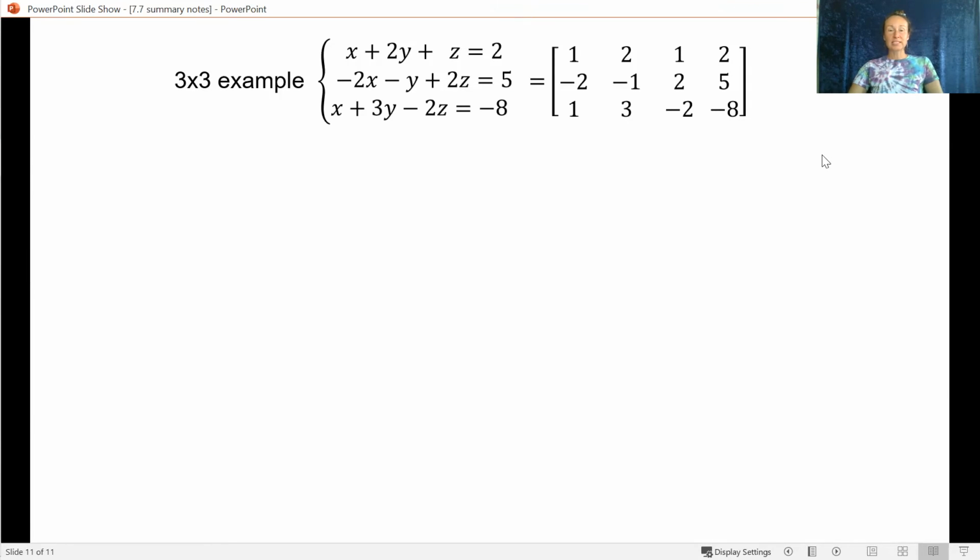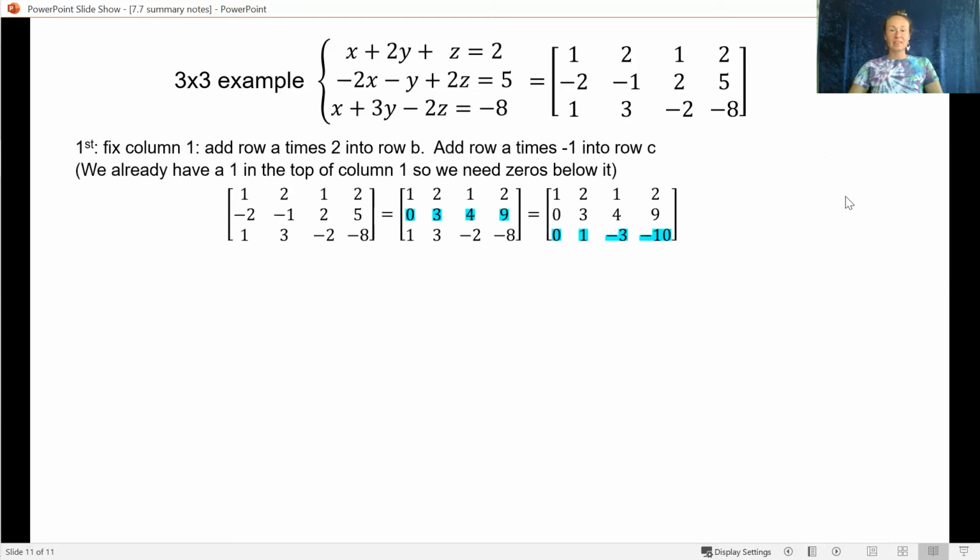So step 1, translate to the matrix. And now, first, we're going to fix our first column. Since we've already got a 1 in the first position, we don't need to worry about that 1. We want to get zeros in both of the positions below it. So we want to turn this -2 into a 0, and we want to turn that 1 into a 0.